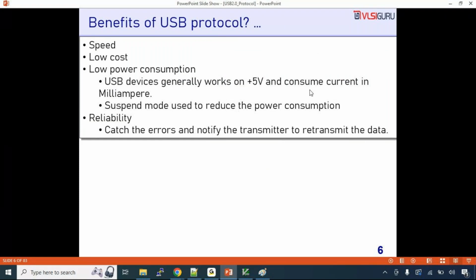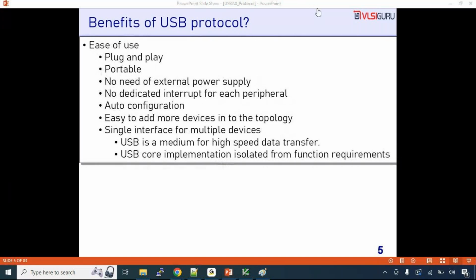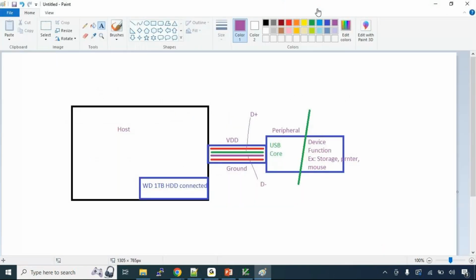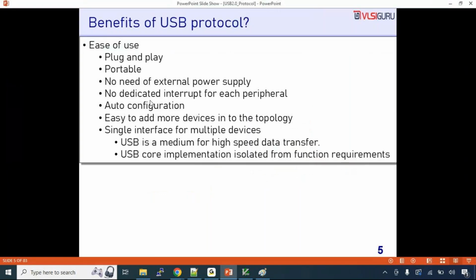Let us quickly revisit all the benefits. During this revision, if you have any questions, please feel free to ask. So what are the benefits? First thing is what? Plug and play. What is the second benefit? Can someone tell me? Portable. Okay. Third is what? No need of external power supply. Yes. Next is no dedicated interrupt for each peripheral. Fifth is auto configuration. Sixth is easy to add more devices into the topology. Seventh is using the same single interface, you can support multiple types of devices.